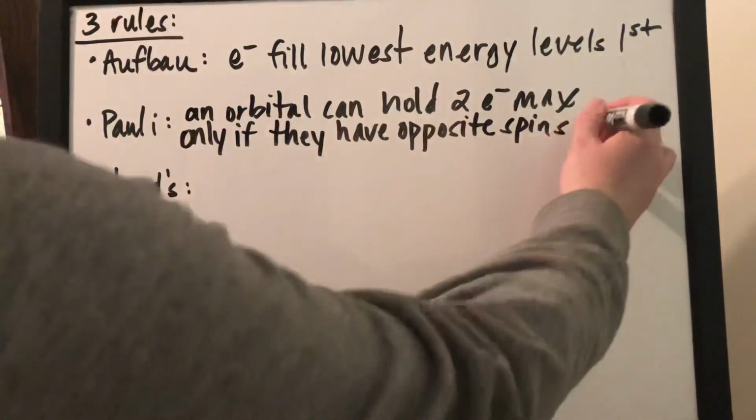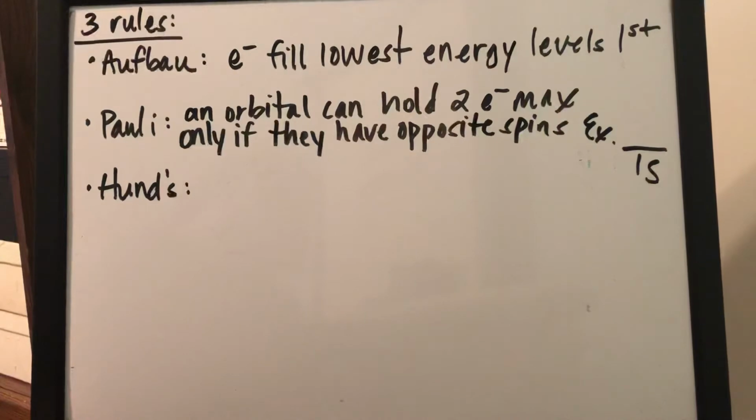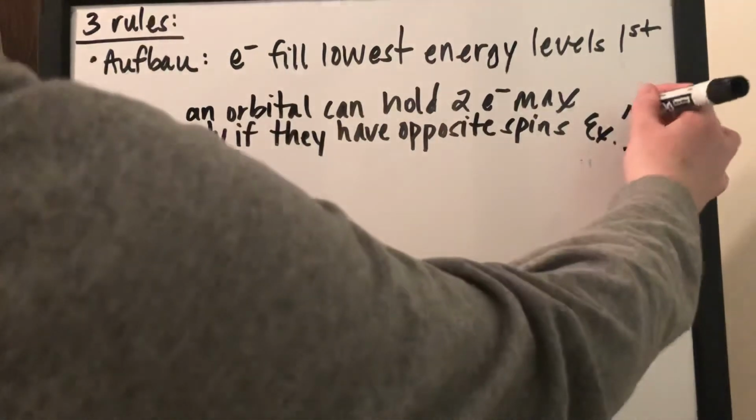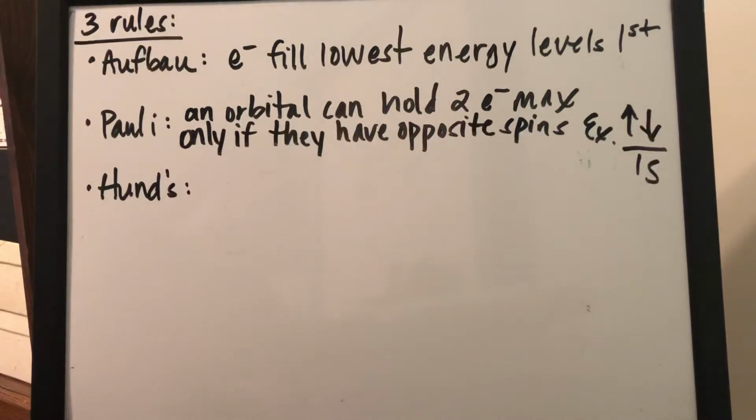So for example, if we're going to draw a 1s orbital, okay, that's holding 2 electrons, then I have to draw one arrow going up and one arrow going down. And that's Pauli exclusion. It says an up and a down can live there, but not 2 ups and not 2 downs. So Pauli says opposite spins.